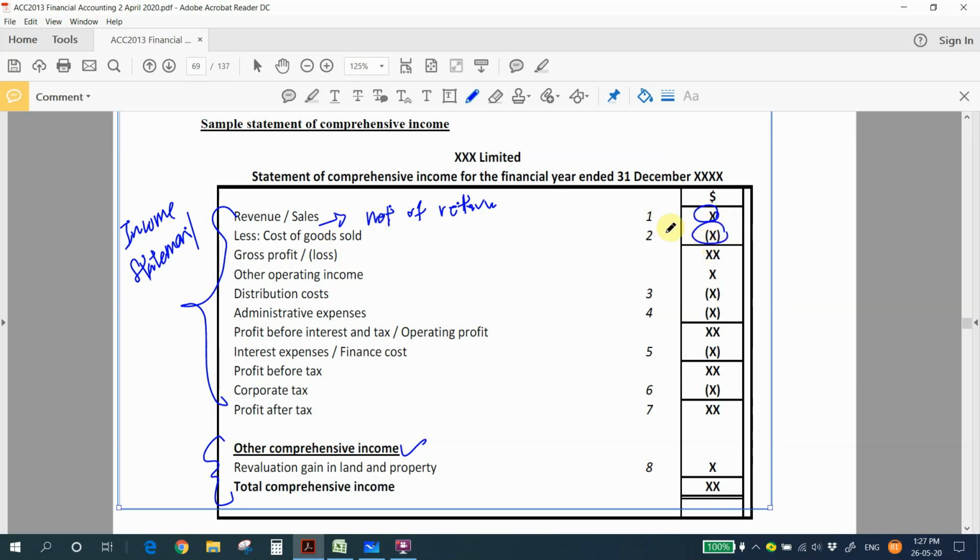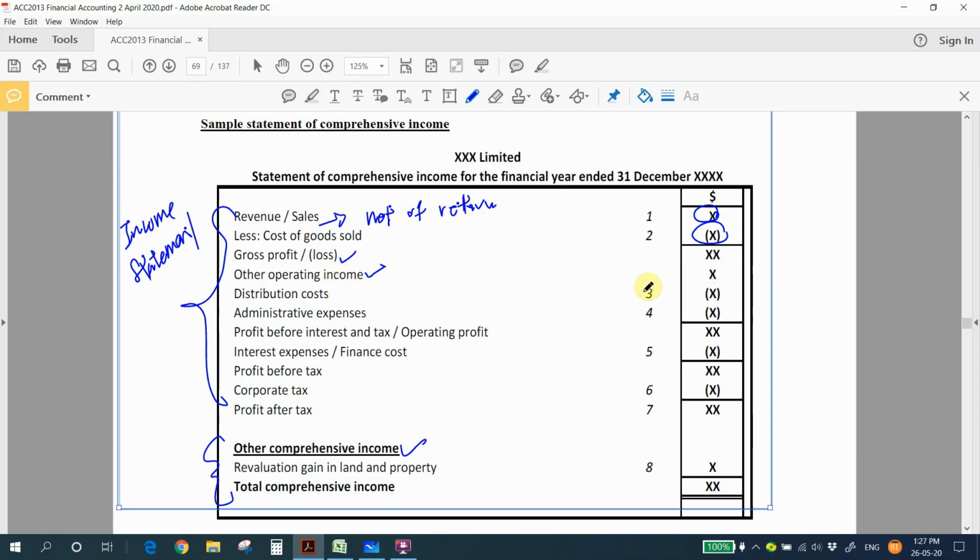Unlike your income statement where we have to show everything, in the statement of comprehensive income we group the workings together, so we just give one lump sum amount for the cost of goods sold. And then you will get your gross profit or loss. Other than that, you will have other operating income, such as your discount received, bank interest income, and so on.